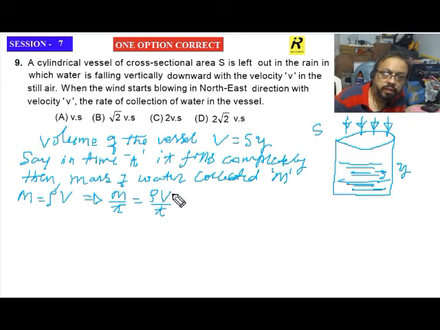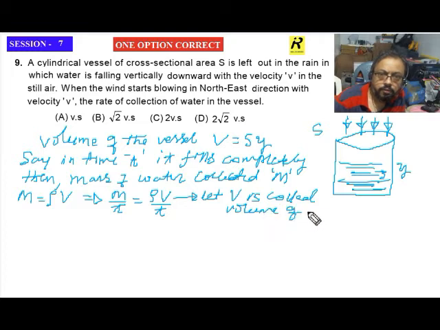So here is a variable, the collected volume. This is the collected volume of water. Then what can we write? V is equal to S into... no, that y is a variable.